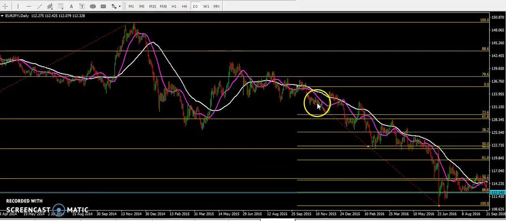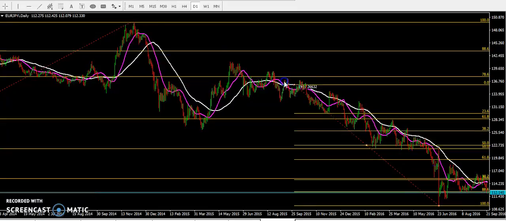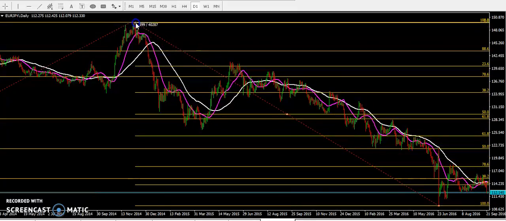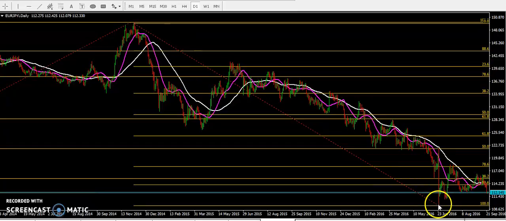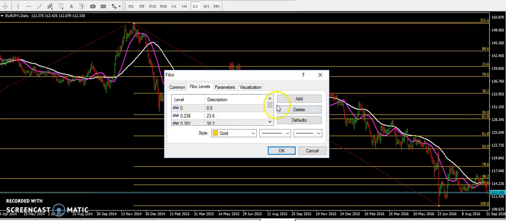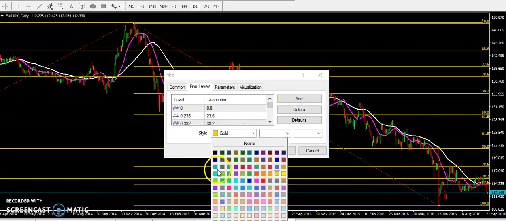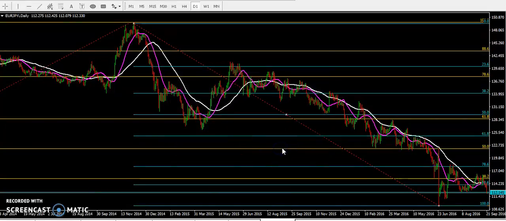Let me, boom, boom. And let me change that color so we can know the difference, because monthly is stronger than the daily. But yeah, notice how it's just respecting the zones.